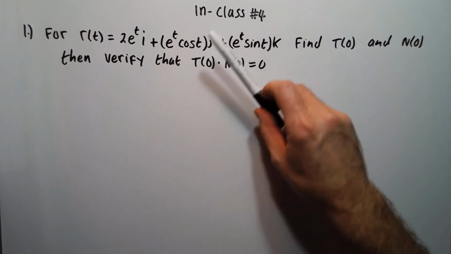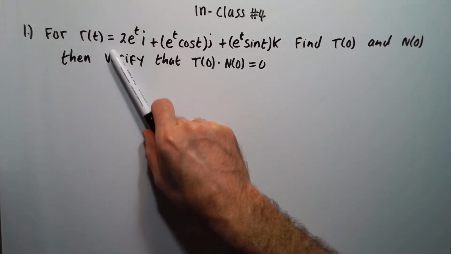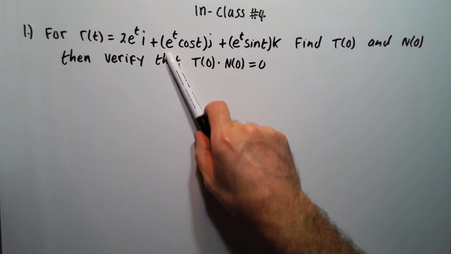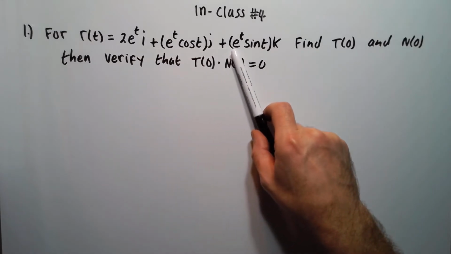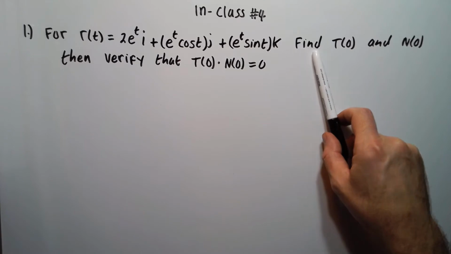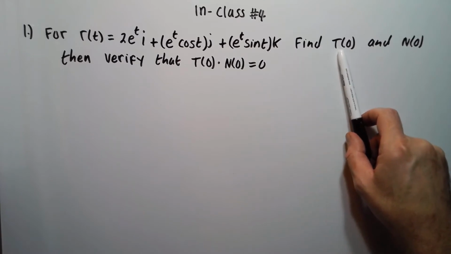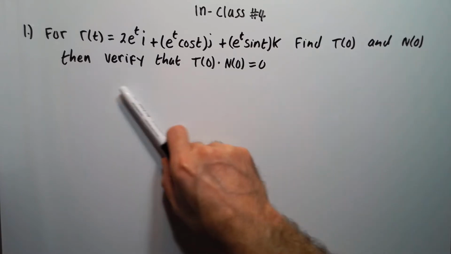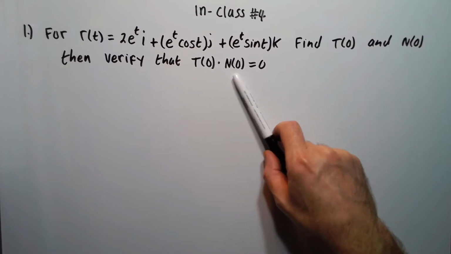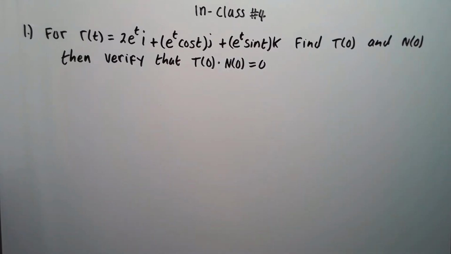Okay, so let's do in-class 4. It says for r equal to 2e to the t i plus e to the t cosine t j plus e to the t sine t k, find capital T of 0 and capital N of 0 and verify that the dot product is 0. Okay, so let's recall some things.